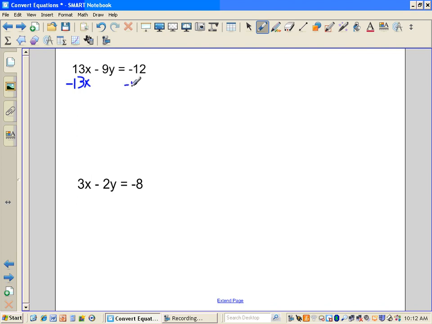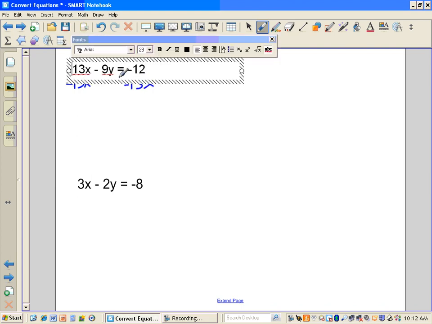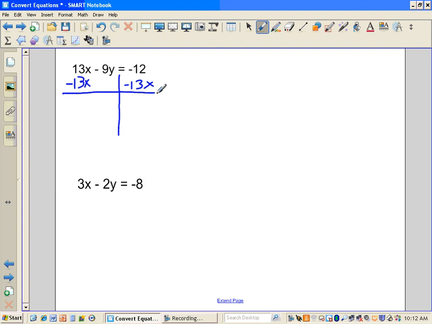13x minus 13x. The x's cancel. Negative 9y is equal to negative 13x minus 12. Again, I cannot combine them. One has an x, one doesn't. Can't combine them.